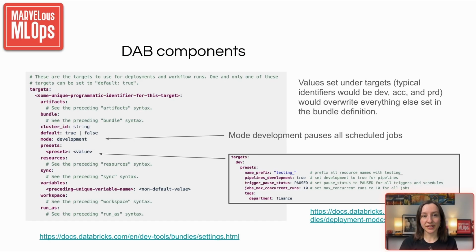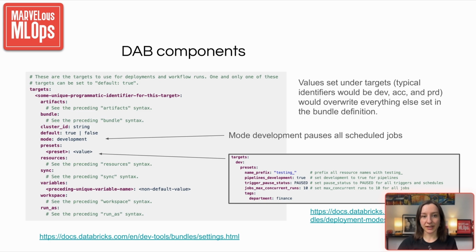And this section defines targets, which are the different environments you can deploy to, typically something like dev, acceptance, prod. Only one target can be marked as default true, and each target can override any part of the bundle config, like artifacts, clusters, variables, permissions, and more. Think of this as a scoped override layer. What you define under a target will take precedence over the base configuration.